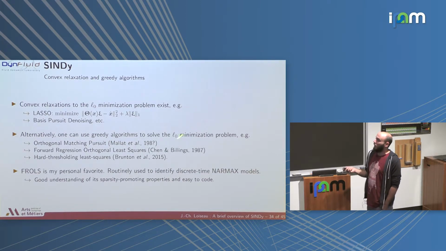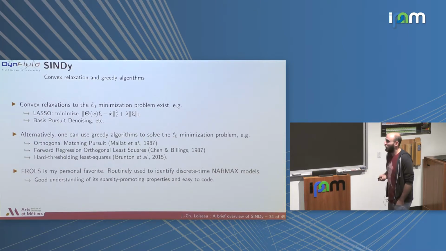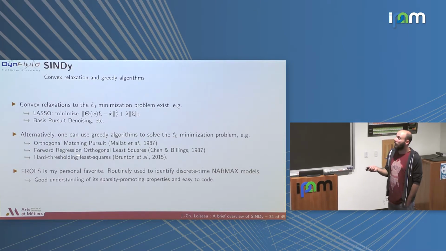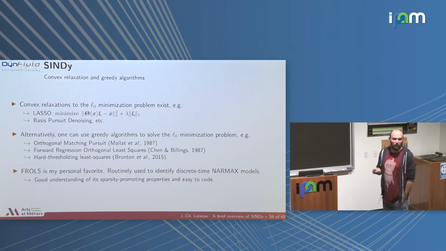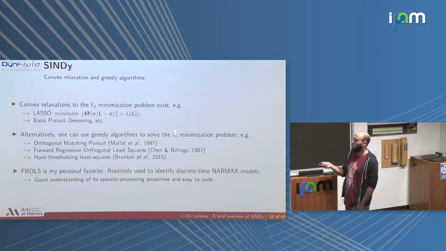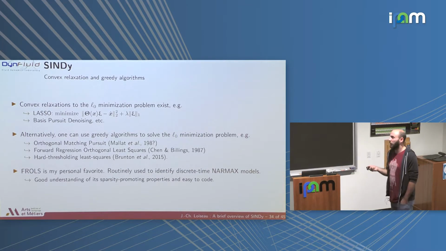Alternatively, you can use a greedy algorithm, and that's actually what the sequentially hard thresholding algorithm by Steve is. And the orthogonal matching pursuit that someone was mentioning in the previous talk is actually a greedy algorithm to solve this L0 norm penalization problem.